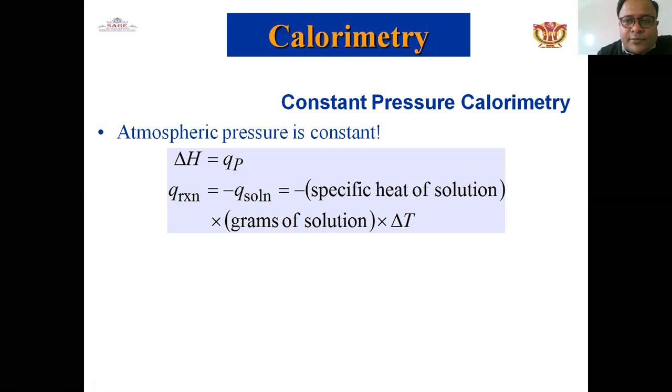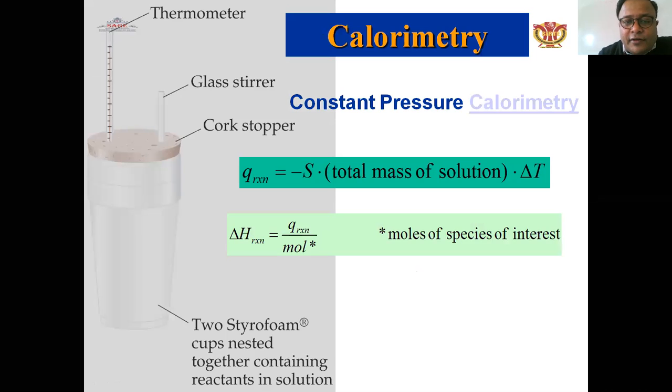Calorimetry, that is constant pressure calorimetry. Atmospheric pressure is constant, so the change of enthalpy is equal to the specific heat of the solution multiplied by the grams of solution and the change of temperature. This is the calorimetry where the parameters are given in the slides.